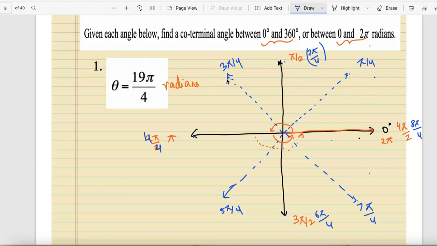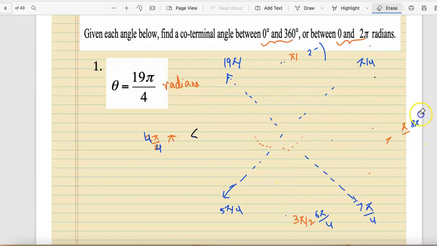This is the angle, my 19 pi over 4. That's my angle over here. So I will erase this and write it over here. This is my 19 pi over 4. Now I will start from the beginning, so we'll know how many rotations we took to reach this angle. So let me erase this and start from the beginning for you, so you can understand what I did over here.